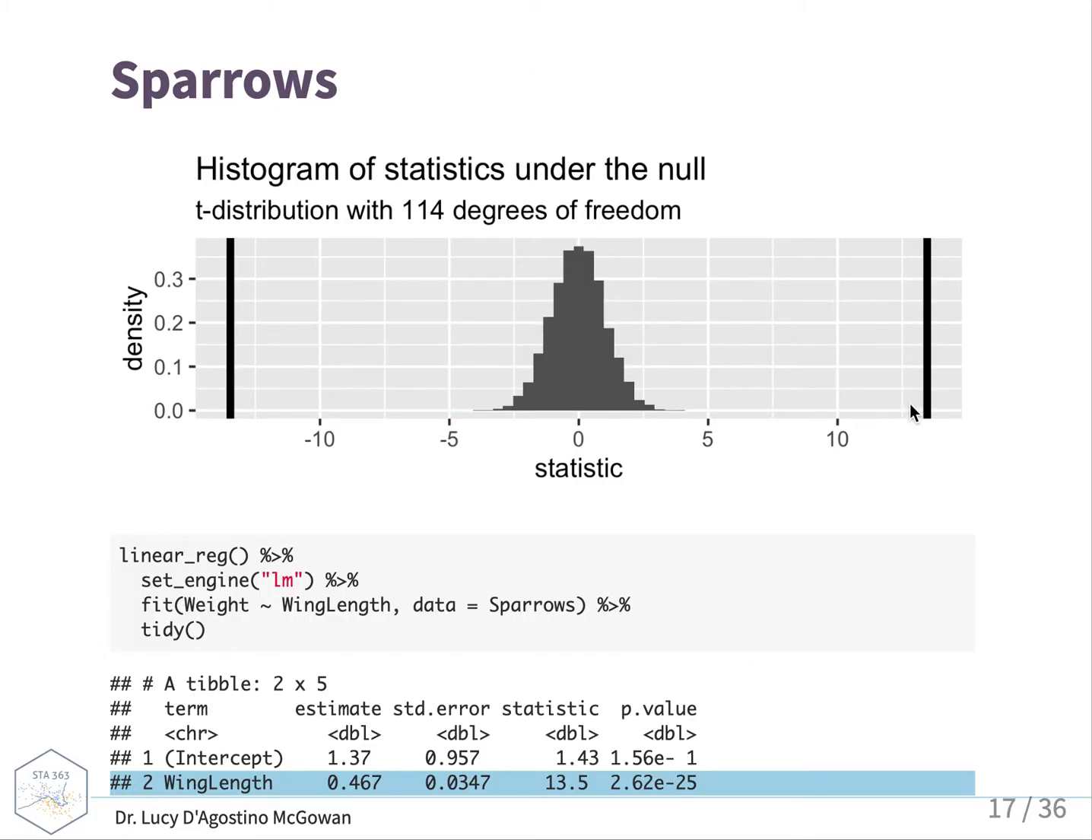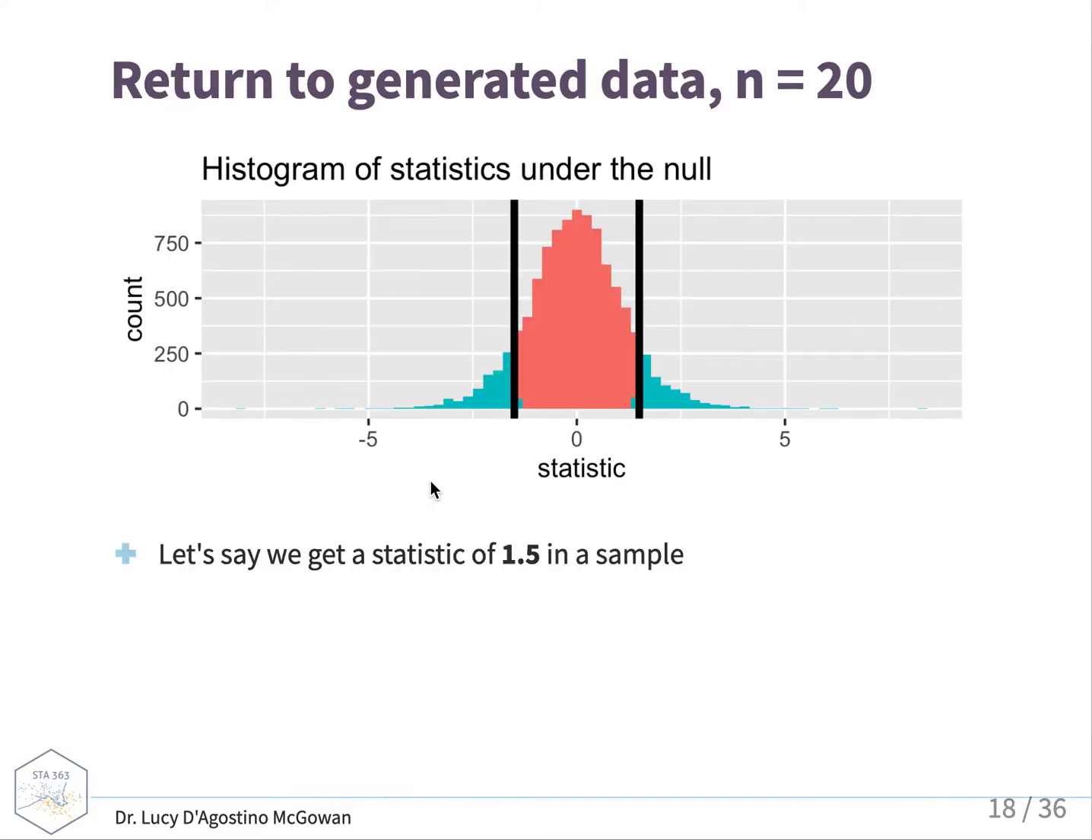So this is a very, very small p-value. There's very little mass over here. And I think it's hard to understand exactly what's going on with the p-value with this picture because it's so small. So I'm going to change the example. I'm going to return to some generated data where n equals 20. And so now I'm dealing with a slightly different question.